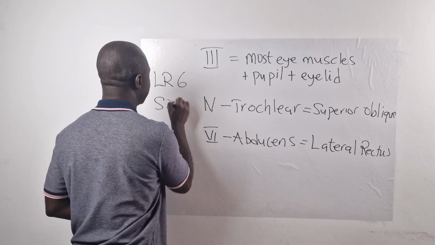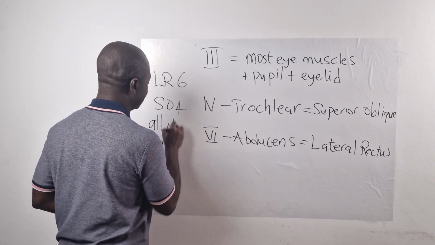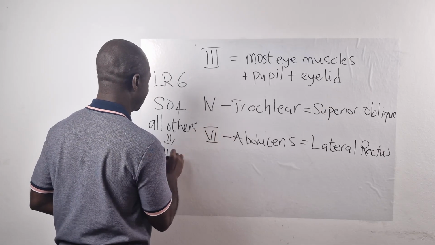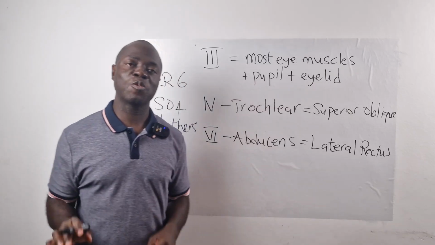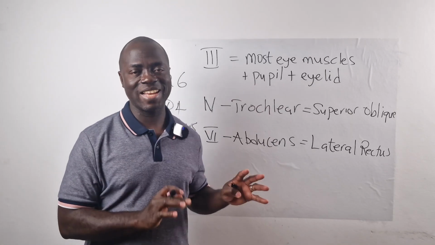LR6, SO4, all others, cranial nerve 3. This pattern saves you a lot of confusion. LR6, SO4, all others, cranial nerve 3.